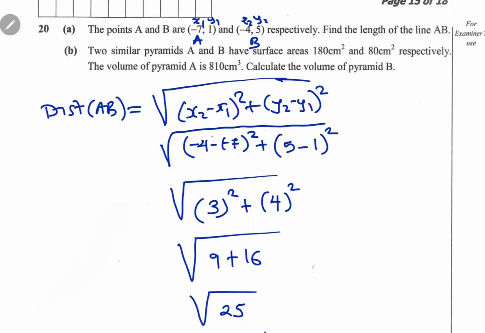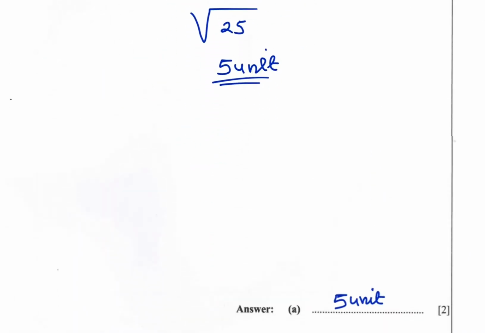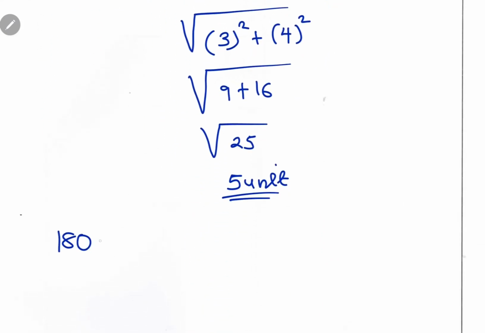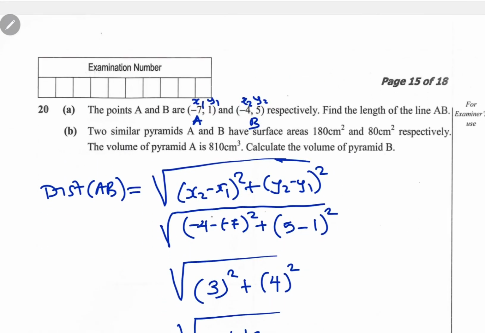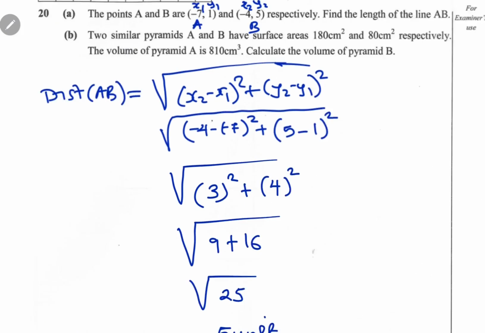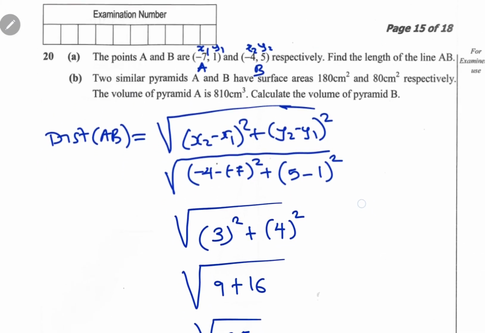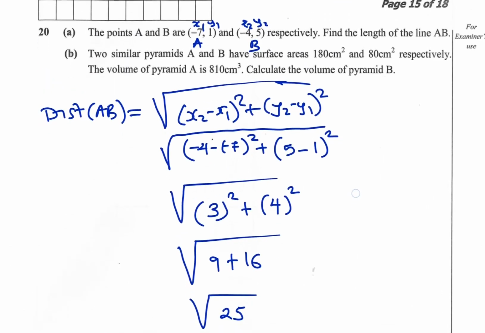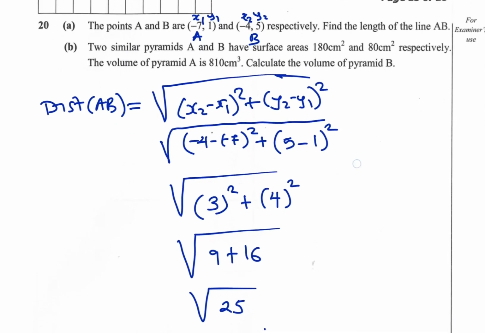Okay. Then b, two similar pyramids A and B have surface areas 180 square centimeters and 80 square centimeters. So this is the ratio of their areas. Okay, this is squared, please. Then they are saying respectively the volume of pyramid A is 810 cubic centimeters. Calculate the volume of B.